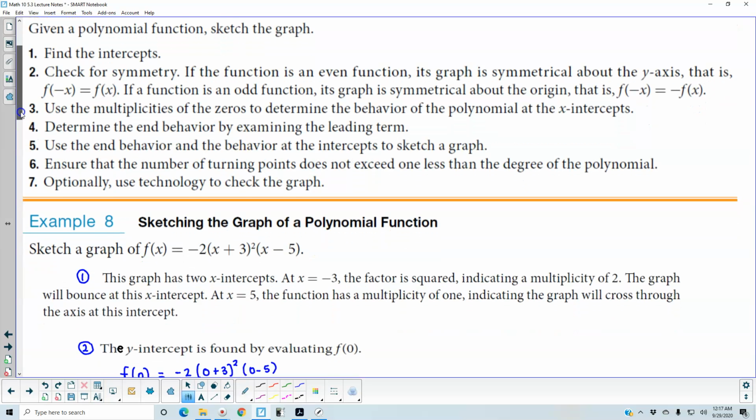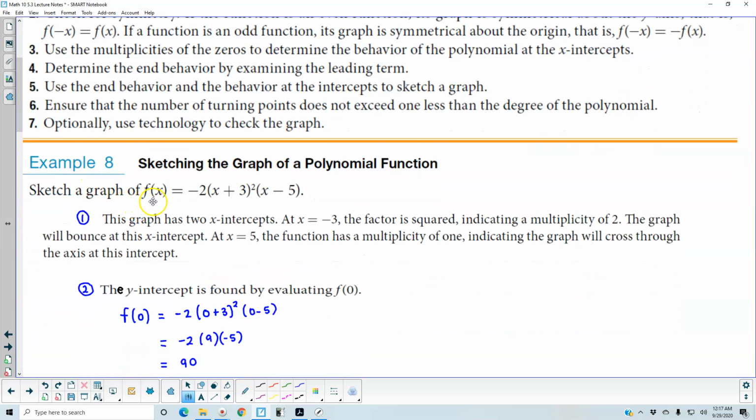So we're going to sketch the graph of the polynomial function f of x equals negative 2 times x plus 3 squared times x minus 5. Now this graph has two x-intercepts. We can see one at x equals negative 3. The factor is squared, indicating a multiplicity of 2.